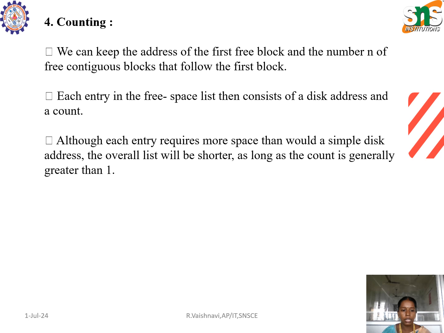Next one is counting, that is the fourth one. We can keep the address of the first free block and the number n of free contiguous blocks that follow the first block. Each entry in the free space list then consists of a disk address and a count. Although each entry requires more space than a simple disk address, the overall list will be shorter as long as the count is generally greater than 1.